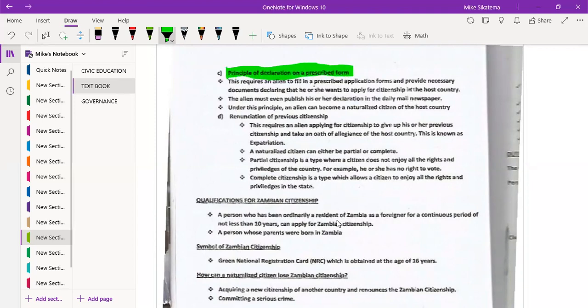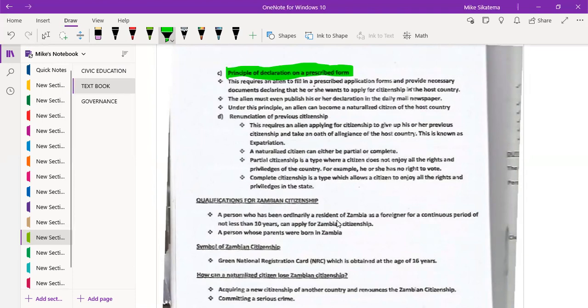So you can actually declare, and this usually works well for refugees, where they can, after staying in the country, after proving certain skills, actually apply for citizenship using the principle of declaration form. The alien must even publish his or her declaration in the Daily Mail newspaper, although this is a little bit archaic. I don't think it's done anymore, but yeah. Under this principle, an alien can become a naturalized citizen of the host country.